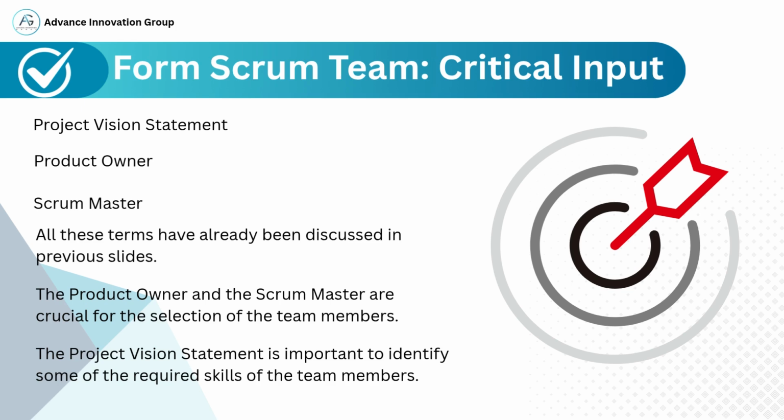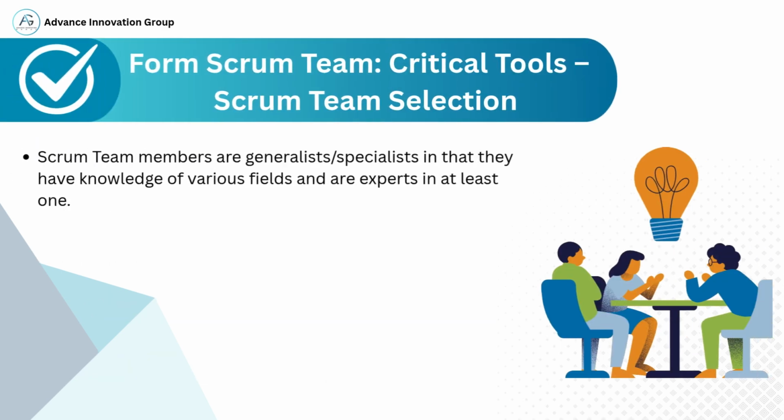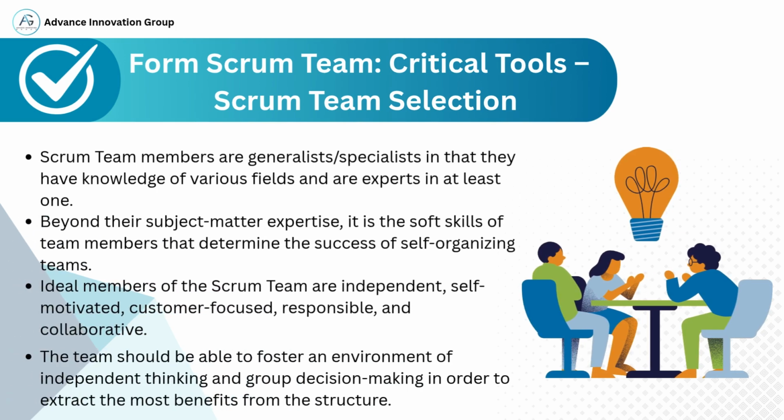For example, if the project involves web development, we may need front-end developers, back-end developers, and testers. The vision gives us clarity on technical and business needs. So, in summary, the product owner and Scrum Master help identify the right people. The project vision guides what kind of people we need. Now, let's understand the critical tool used in forming the Scrum team, that is, Scrum Team Selection.